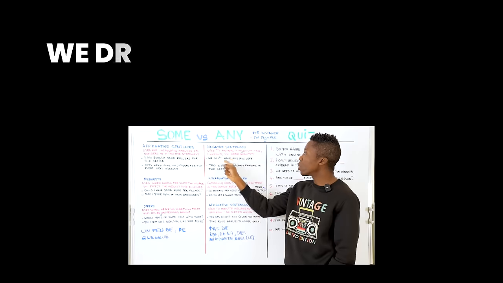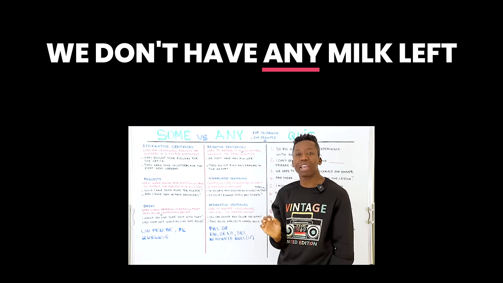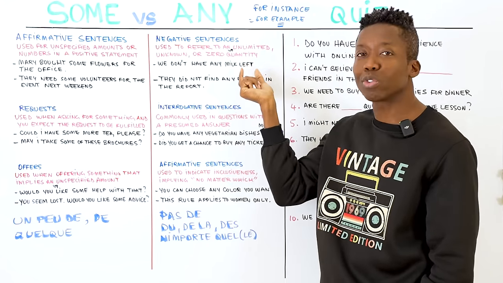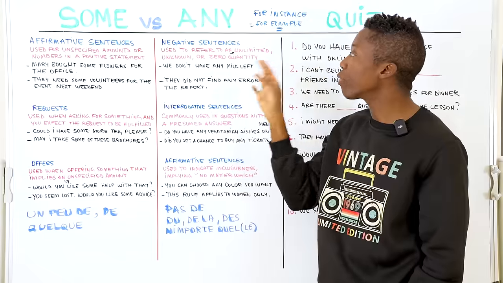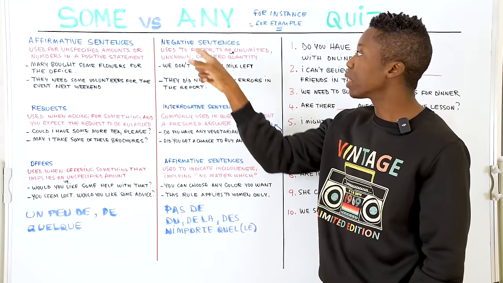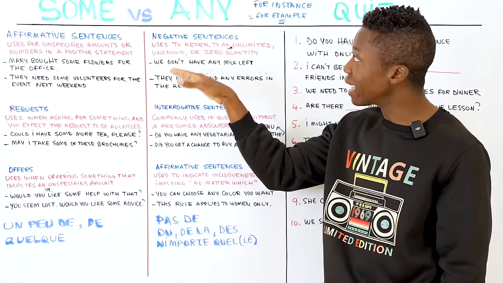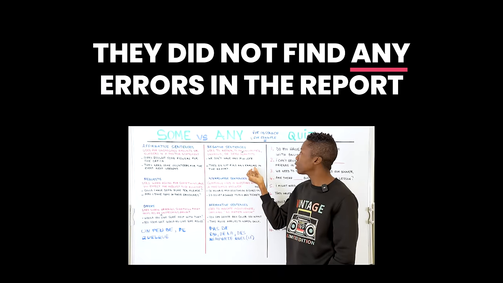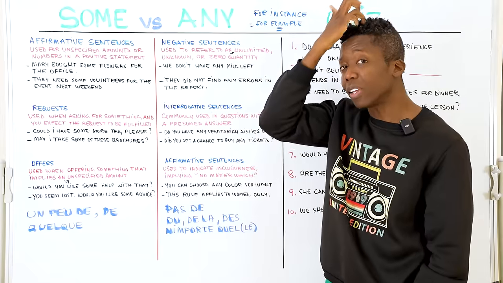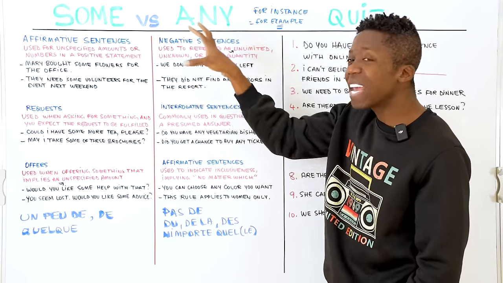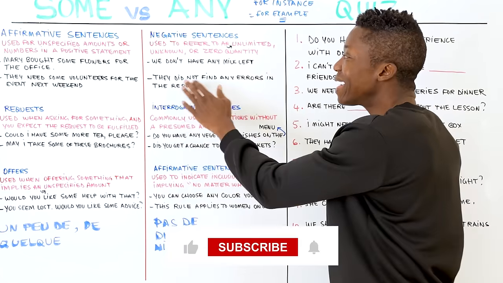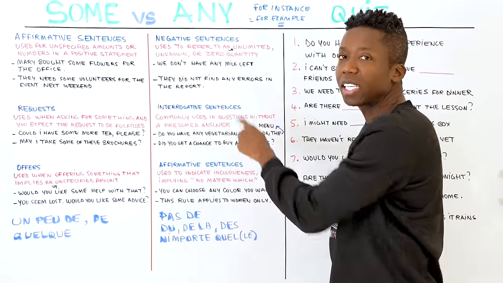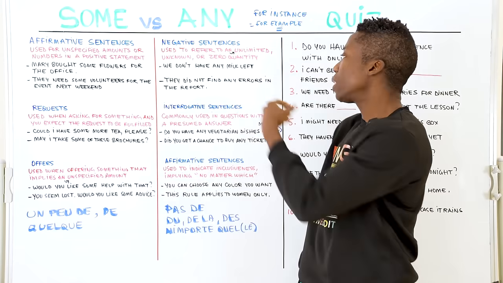For instance, we don't have any milk left. Nous n'avons plus de lait qui reste. Qui reste, ça c'est sous-entendu, qui reste, left. We don't have any milk left. Negative statements, we don't. That's a negative statement. They did not find any errors in the report. That's a good thing, okay? That's a very good thing. But it's a negative sentence. They didn't, c'est la même chose que they did not. They did not find any, we cannot say some errors here because it's a negative statement.